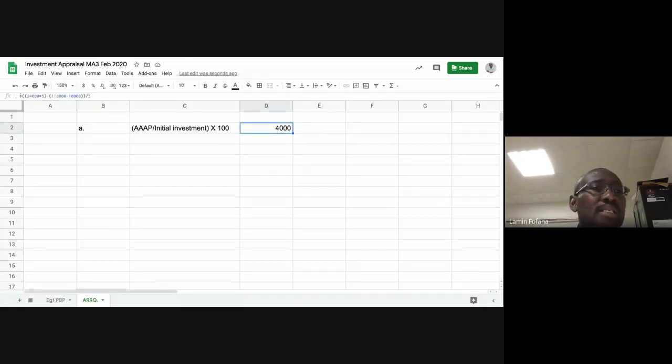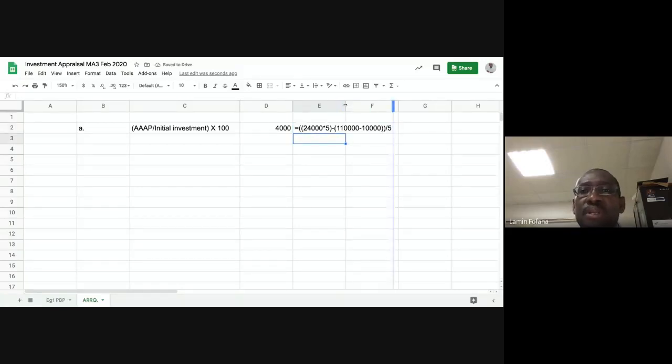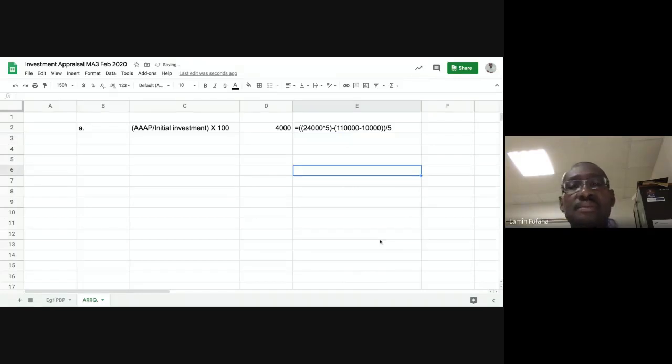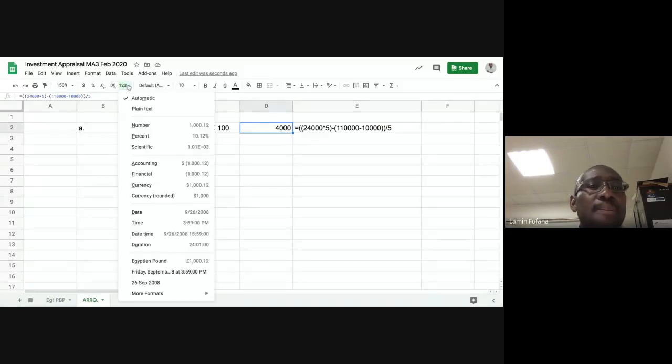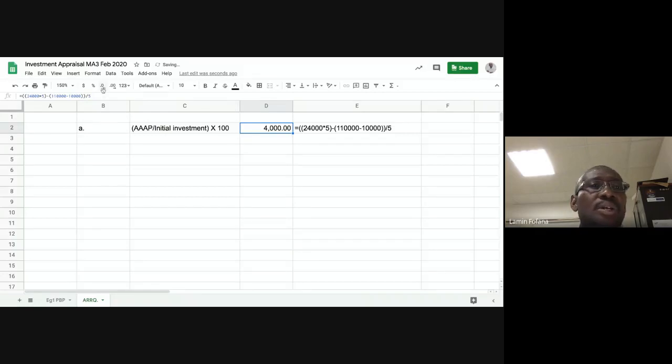So I'm going to bring this formula so that you can see it easily. I just copy, I exit, I'll do the formula here, paste. Okay, so this is the formula we are trying to put. Can you see? So it's 24,000, which is the annual accounting profit, multiplied by 5 years, less the total depreciation, all over 5 years. You can have another way of doing it, okay? But this is the preferred method. Okay, so we take this 4,000 to 2 decimal places and we remove the decimal places.